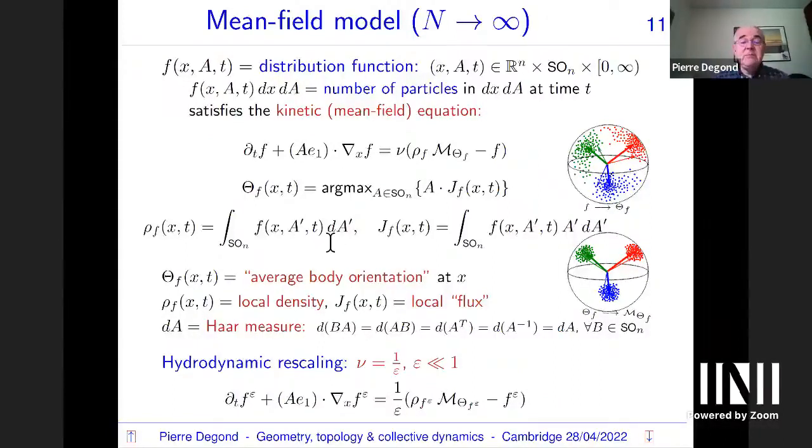So once I have the mean field model, I can rescale to get to the macroscopic scale. In here, the rescaling amounts only to assuming that the interactions occur very frequently. So you just take mu as 1 over epsilon, and epsilon becomes very, very small. Essentially, you end up with this perturbation problem where you'd like to compute the limit as epsilon goes to 0 of this problem. And that will give us the hydrodynamic equations.